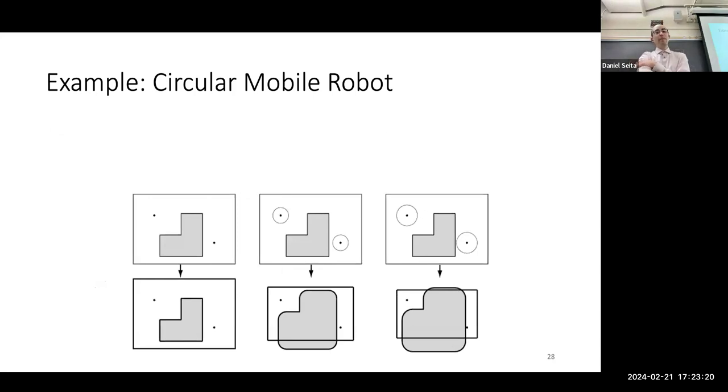So I was talking about what happens if we have circular robots with a different radius. Here we have a single point mass. Here we have a bigger circular robot, then here it's even bigger. Imagine your Roomba, right? You have a big Roomba, you have a small one, and then you have one that's so small it's not even a Roomba.